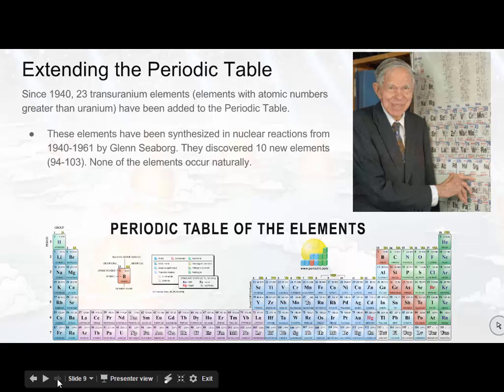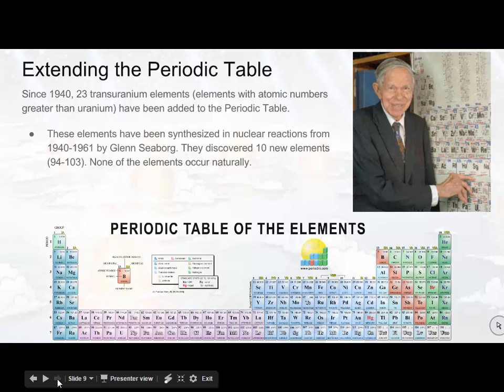So the last thing is a lot of times we use this process of bombardment or transmutation to make or develop or discover new elements. So in 1940, a group working out of Berkeley in California with Glenn Seaborg were able to synthesize and discover 10 new elements, 94 through 103, which is an amazing feat that they were able to do. And so we call a lot of these elements trans-uranium elements because they have atomic numbers greater than uranium.